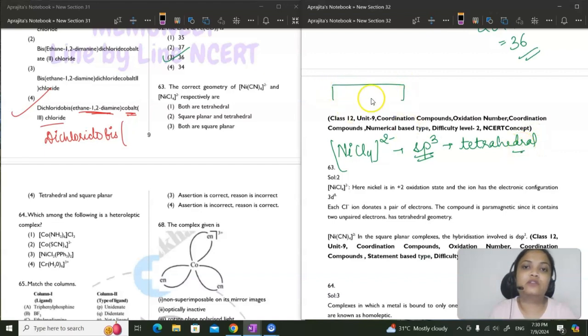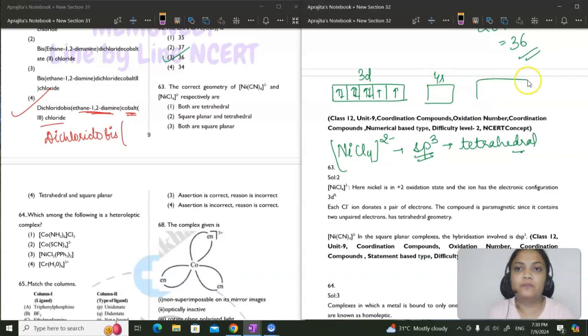3d8 is there, so in 3d8 no pairing would take place because chlorine is a weak field ligand. Okay, 1 2 3 4 5 6 7 8. So this is your 3d orbital, and then 4s and 4p. Here these 4s and 4p will combine to form sp3 hybrid orbitals, and you will be getting sp3 hybridization and tetrahedral geometry. But for Ni(CN)4, now what will happen?